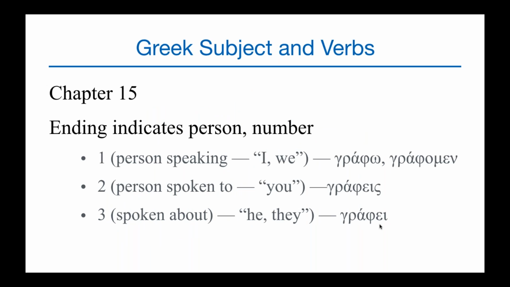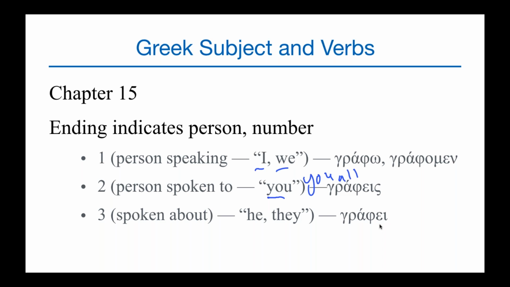Chapter 15 is when the verbs start. He does kind of go through here the idea of a first person, second person, and third person. So first person is whenever the person speaking is included in the group, so either I or we. Second person is you or you all. Third person is talking about something that's kind of foreign to whatever conversation is going on, so he or they.